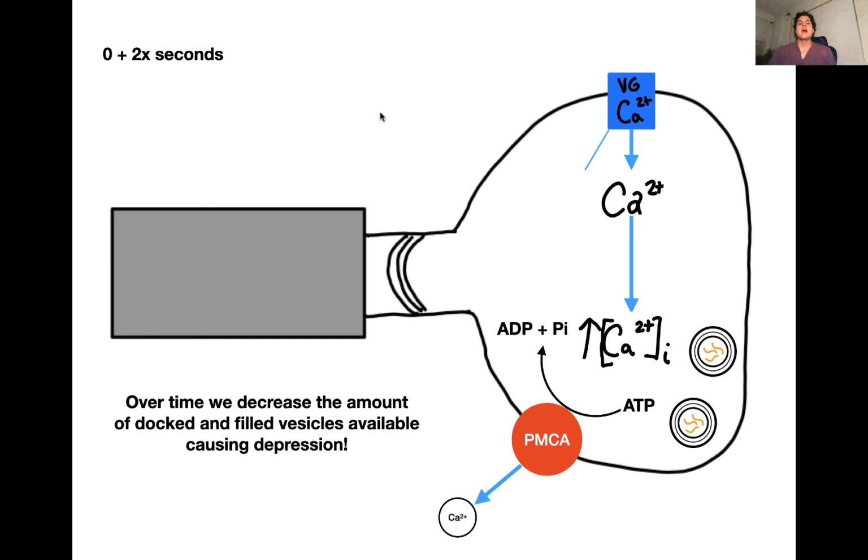So as we repeatedly stimulate the motor neuron, we use up most of these docked and ready vesicles, and as they're used up, we release less acetylcholine per stimulation. Therefore, the end plate potential is going to gradually decrease over time.